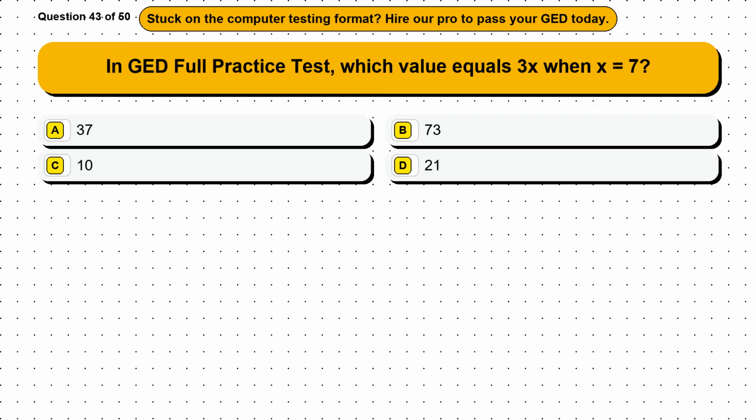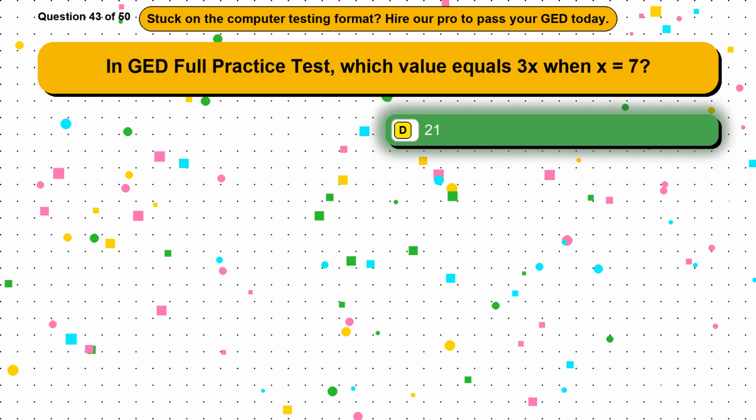Question 43. In GED Full Practice Test, which value equals 3x when x equals 7? Option A, 37. Option B, 73. Option C, 10. Option D, 21. The correct answer is option D, 21.